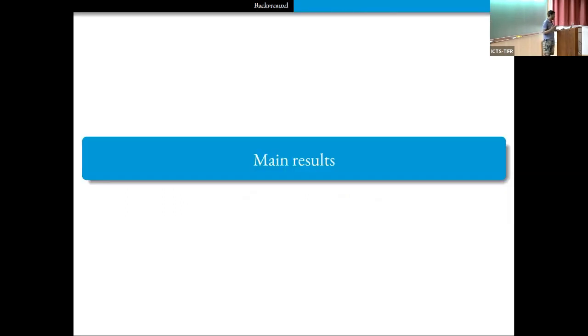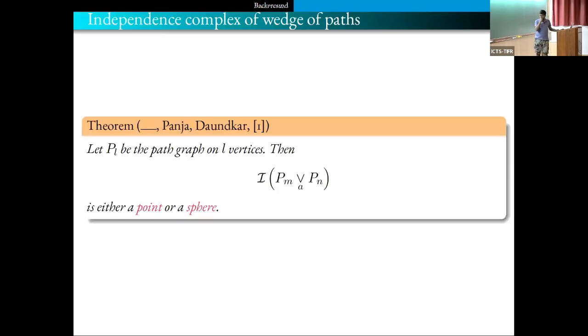So let's now talk about the wedge of graphs. Firstly, I'll talk about the wedge of path graphs. This result can be generalized for any collection of path graphs, Pm1, Pm2, up to Pmk. Here I have not fixed the wedge point, so you can take any wedge point. It says that if you consider the independence complex of Pm wedge Pn, that's either a point or a sphere. Let's see with a fairly simple example.